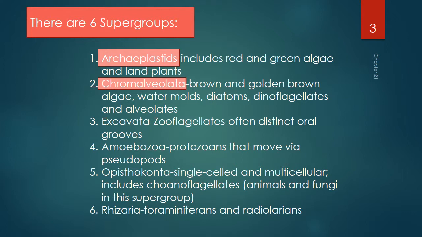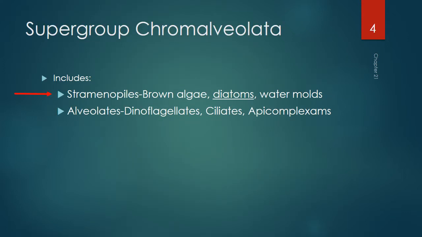So in our last lecture, we covered the Archaeplastids. Remember, we talked about our red and green algae. Those were the protists in the Archaeplastids. And then in the Chromalveolata, we talked about the brown algae. Today, we're going to be talking a little bit more about Chromalveolata, and specifically within it, we're going to be looking at these two subcategories. We're going to start with the stramenopiles, and then we're going to move on to the alveolates.